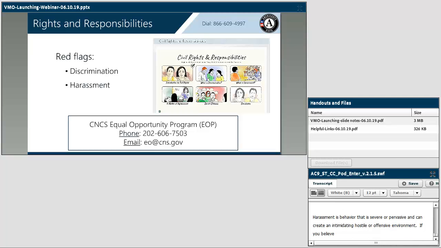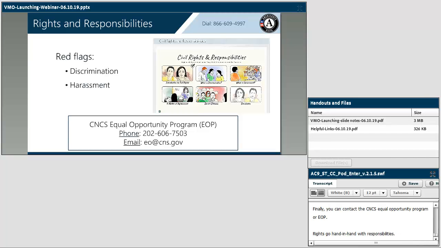If you believe that you have experienced or witnessed discrimination or harassment, and if you feel safe and comfortable doing so, here are steps you should take. Approach and talk directly to the person you suspect of engaging in harassing or discriminating behavior. If that does not work or you do not feel comfortable doing so, you should talk to your VISTA supervisor. If you cannot go to your supervisor, or you do and the matter is not resolved to your satisfaction, you should contact your CNCS state office. Finally, you can contact the CNCS Equal Opportunity Program, or EOP.